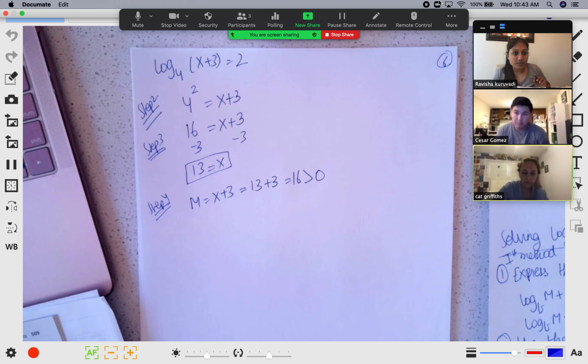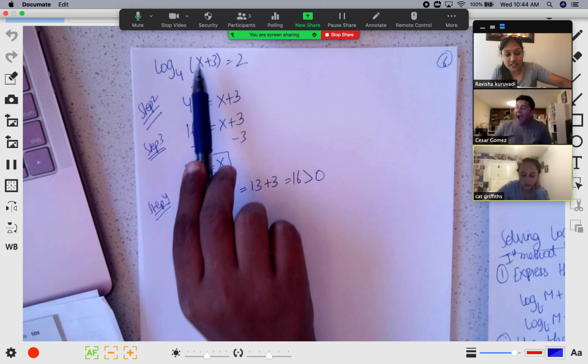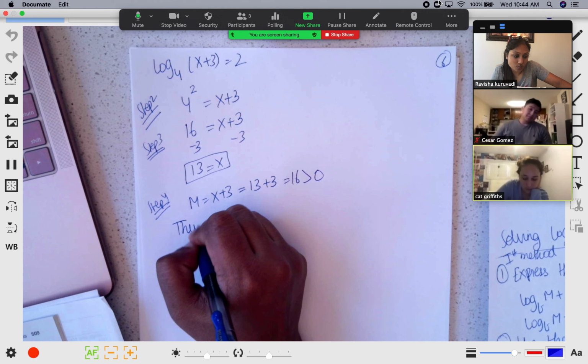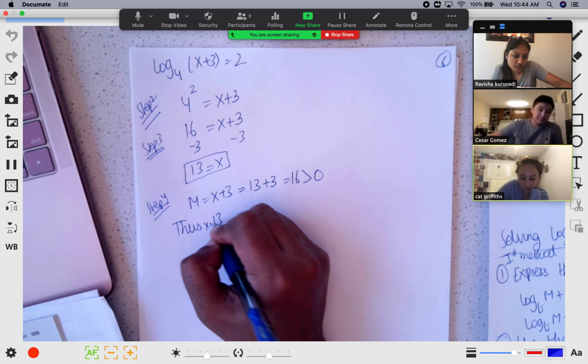Wait, so the answer has to be greater than 0? Yes. After plugging this in here, your answer should be positive. If it's coming out to be 0 or negative, it is not a solution. So x is equal to 13 is a solution.